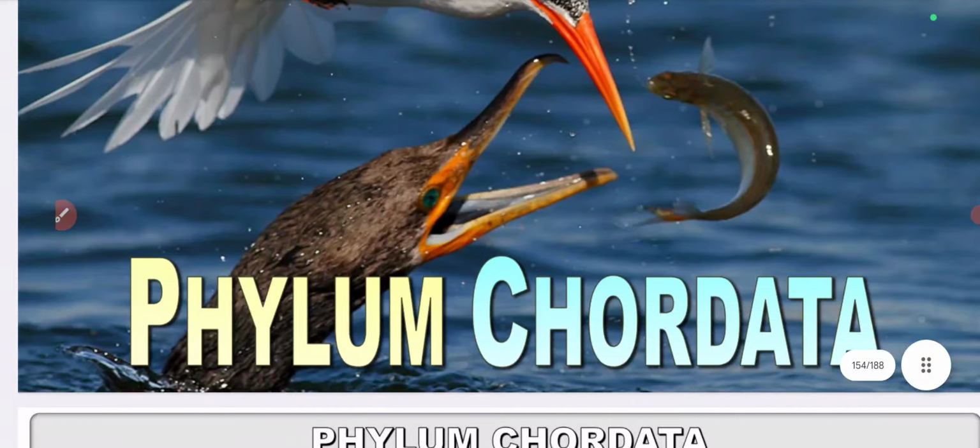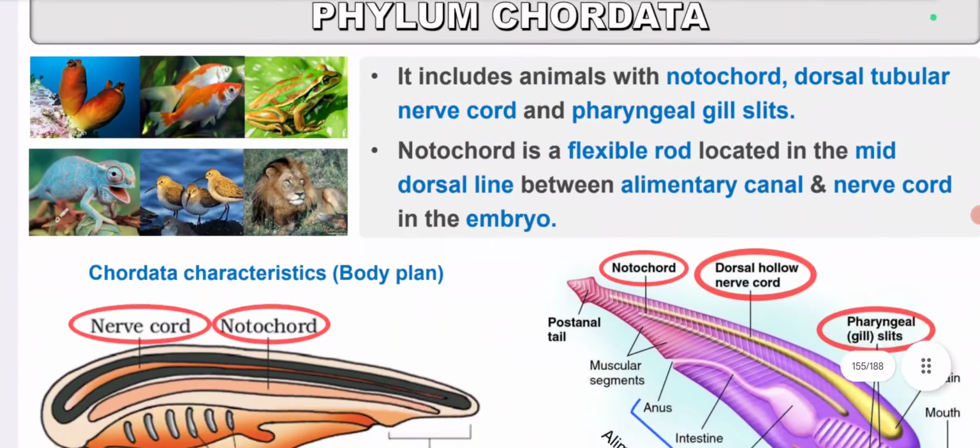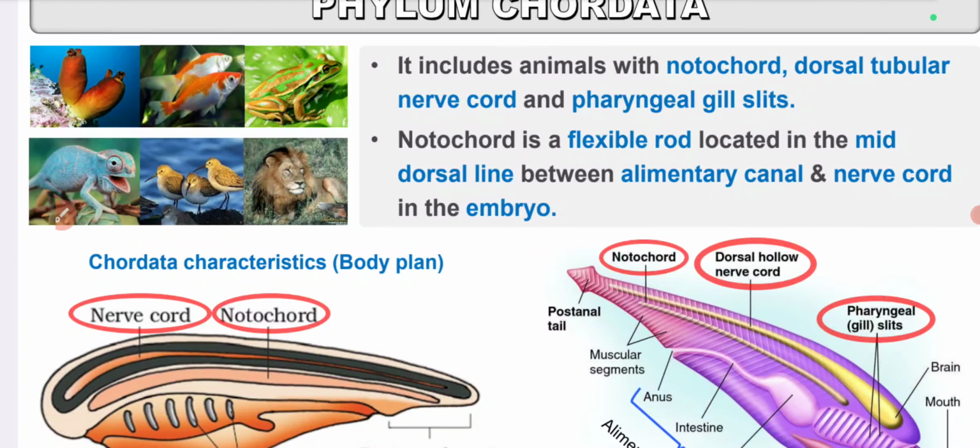Next, phylum Chordata. It includes animals with notochord, dorsal tubular nerve cord and pharyngeal gill slits. Notochord is a flexible rod located in the mid-dorsal line between the alimentary canal and nerve cord in the embryo.